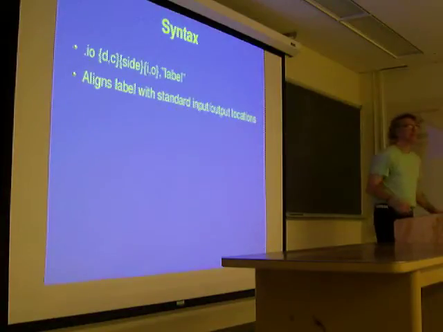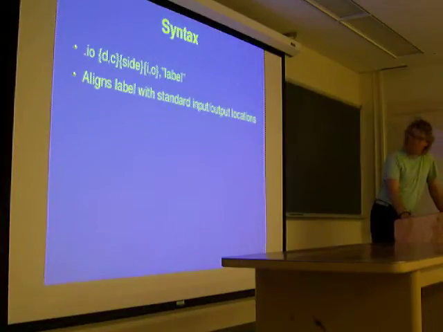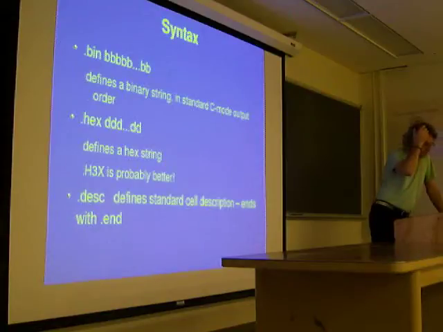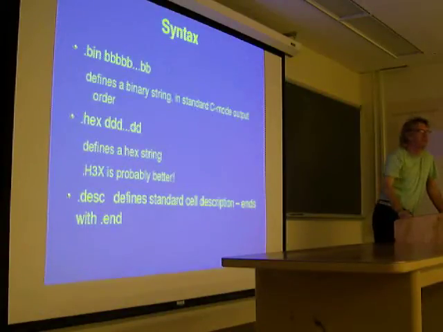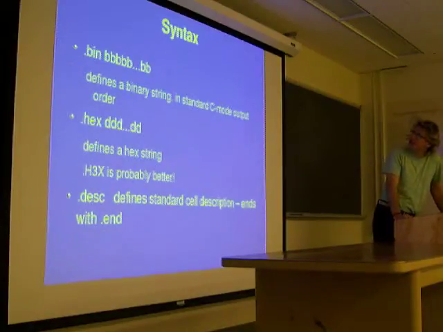And then you can also specify truth tables in terms of the actual bit values that you want. So you can say .bin and put in a series of 1s and 0s. The better way to do it is to say .hex and put in a series of hex characters. And you probably want to use .h3x instead of .hex. That's a kind of technical detail.